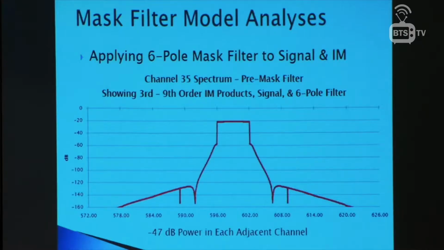So now let's put all that together, and let's add a 6-pole filter to our noise spectrum. If you add the channel power from the edge of the channel there at 596 down to the edge of the next channel at 590, you get minus 47 dB with this typical filter.